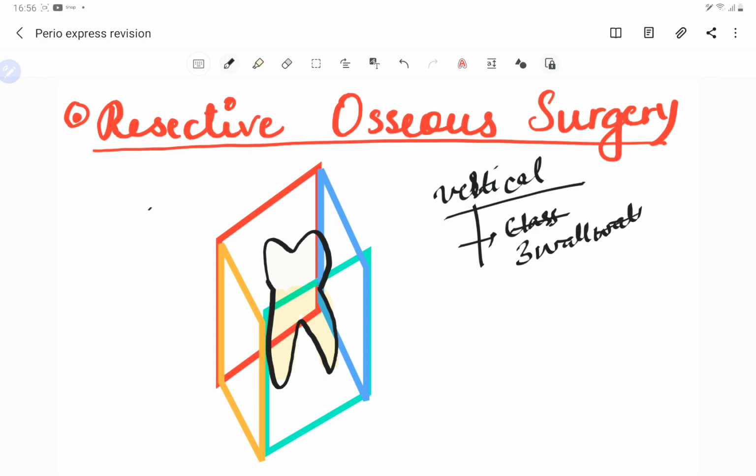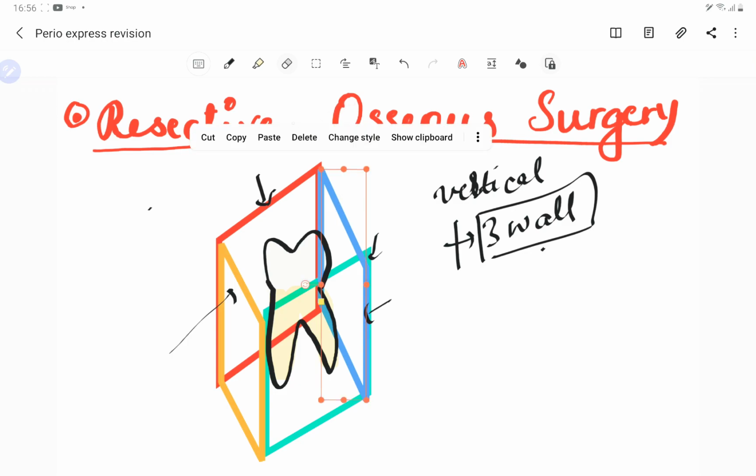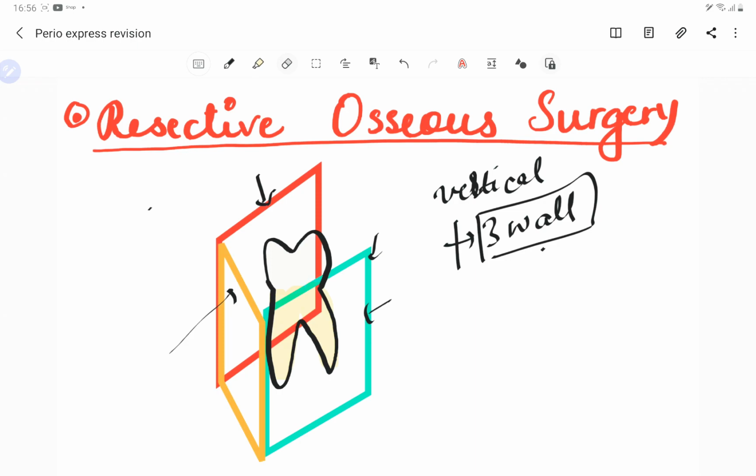So what do we mean by the term 3-wall defect? The term 3-wall defect means that 3 walls are present. If you can see here, there are 4 walls, one in blue, one in green, one in red and one in orange. A tooth is surrounded by 4 walls on all sides. A 3-wall defect means that 3 walls are present around that tooth. Say suppose one wall is missing, so there are 3 walls present. This particular situation we call a 3-wall defect.